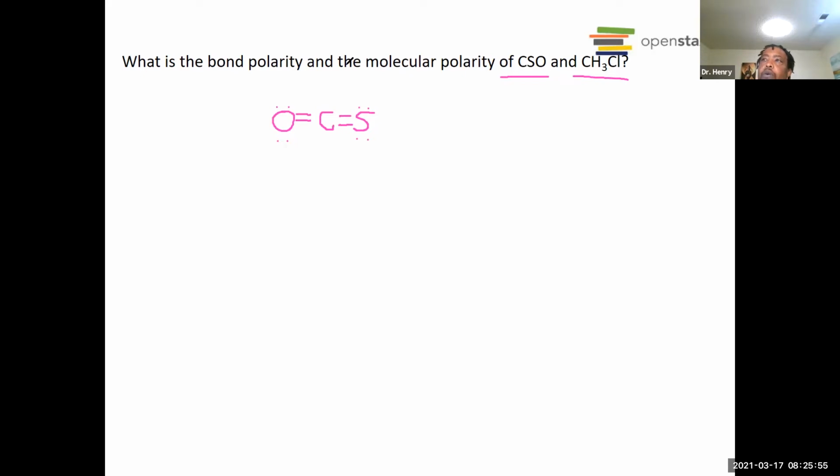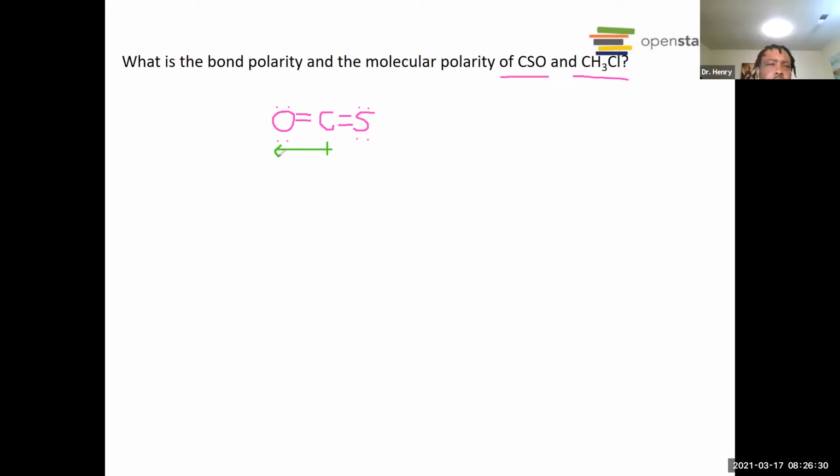Okay, so if we're talking about the bond between carbon and oxygen, which way would the polarity be going? Towards oxygen. So is oxygen a lot stronger than carbon? I mean, it's stronger. I don't know if it's a lot stronger.